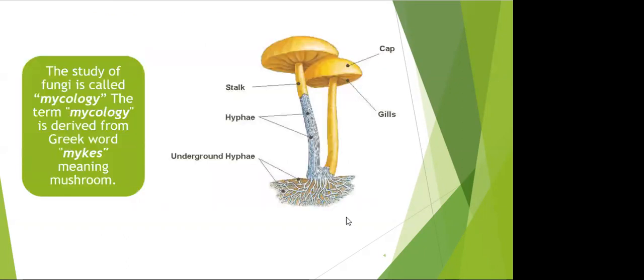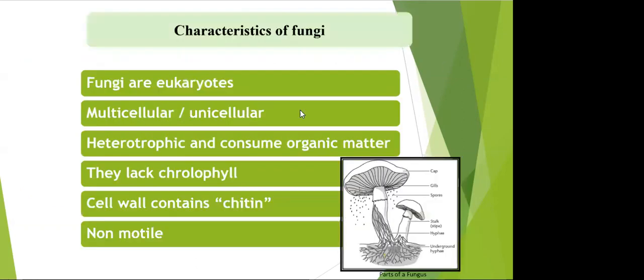So, as I have mentioned before, the study of fungi is called mycology. The term mycology is derived from the Greek word mycos, which means mushroom. These are the basic characteristics of fungi. Fungi are eukaryotes. They are multicellular or unicellular organisms, heterotrophic and consume organic matter. They lack chlorophyll. The cell wall of the fungi contains chitin, and these are non-motile organisms.